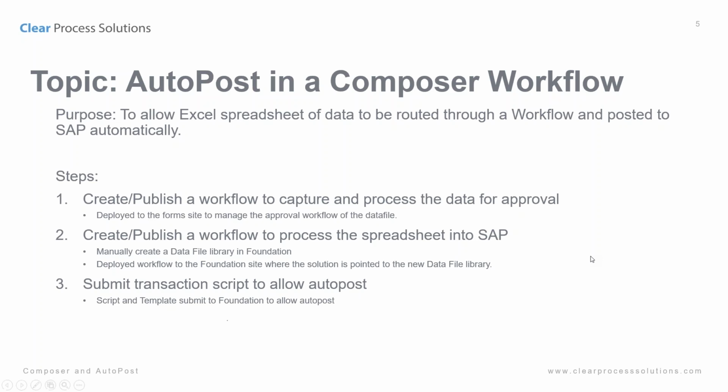So we're going to go through 3 steps. I'm first going to walk you through how to create and publish a workflow to capture and process the data, that Excel spreadsheet, for approval. This is very similar to your regular composer. You're going to build a form that captures that data, that spreadsheet, and sends it through for approval. The second step is to create and publish a workflow that will actually process that spreadsheet through SAP. So there's going to be a second workflow that we're going to create. We're also going to have to create a data file library manually in Foundation, so you'll see me do that. And then lastly, we have to submit a transaction script to allow the AutoPost using the custom workflow that we built.